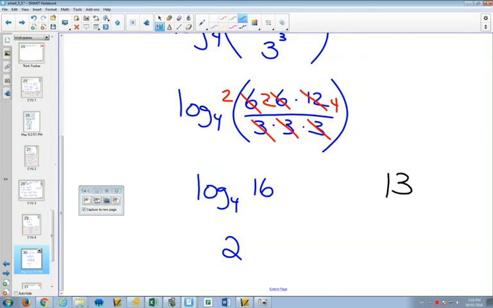Okay, question number 13 is one you can do for practice.